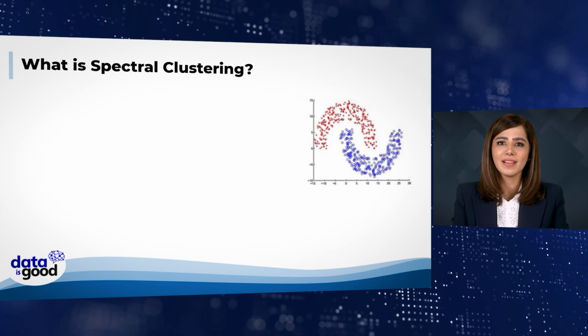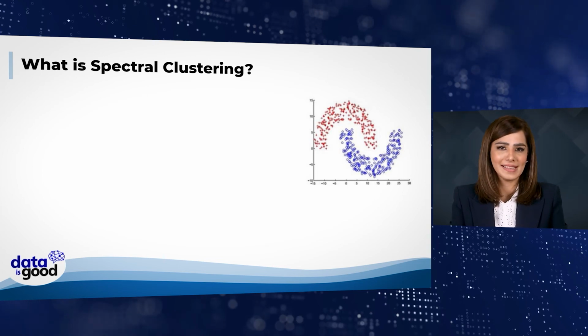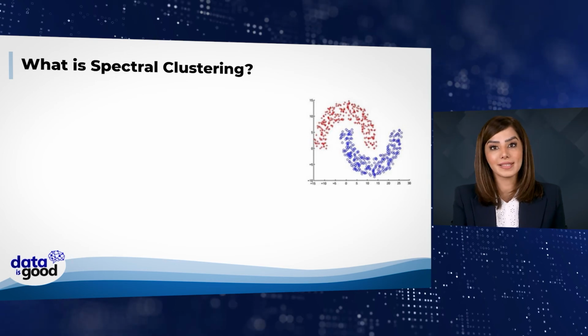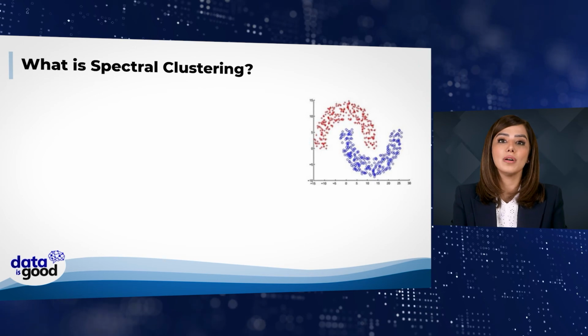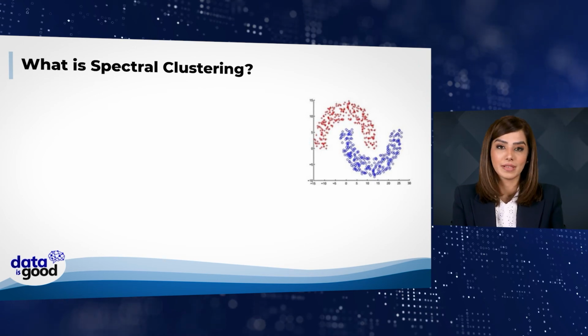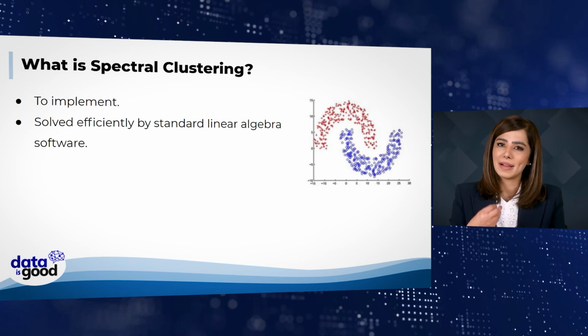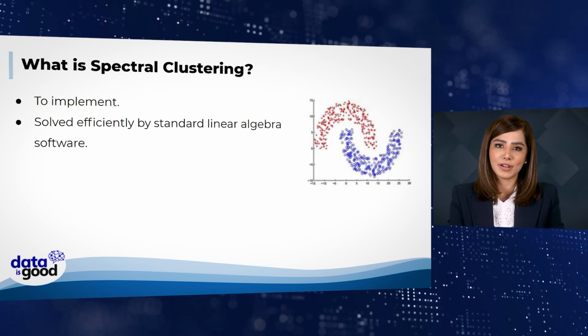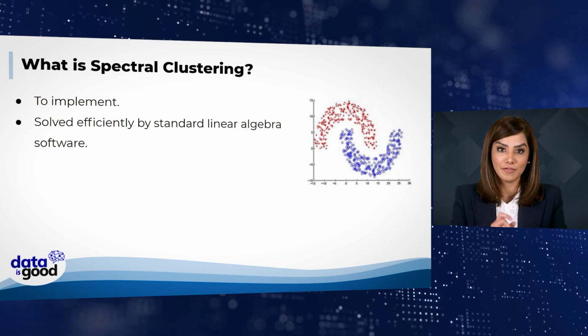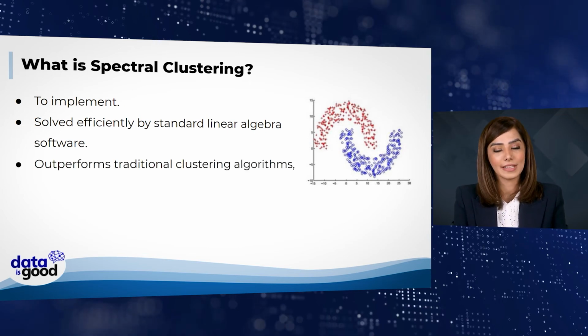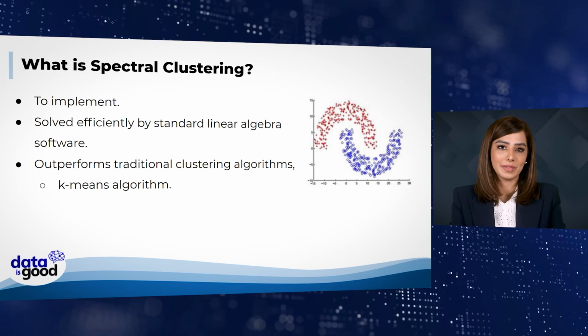Now, let's come to the next topic, spectral clustering. You must be thinking, after learning so many clustering techniques, what is spectral clustering? Well, in recent years, spectral clustering has become one of the most popular modern clustering algorithms. It's simple to implement, can be solved efficiently by standard linear algebra software, and very often outperforms traditional clustering algorithms, such as the k-means algorithm.